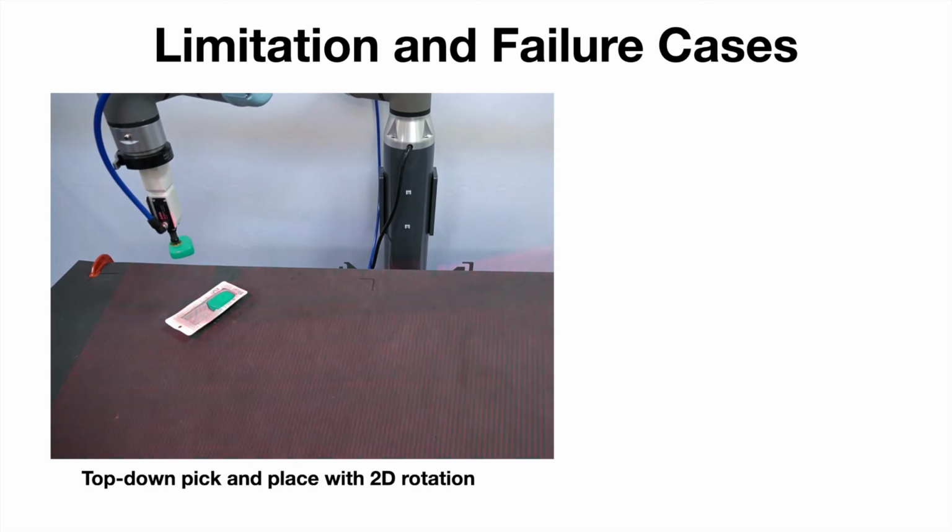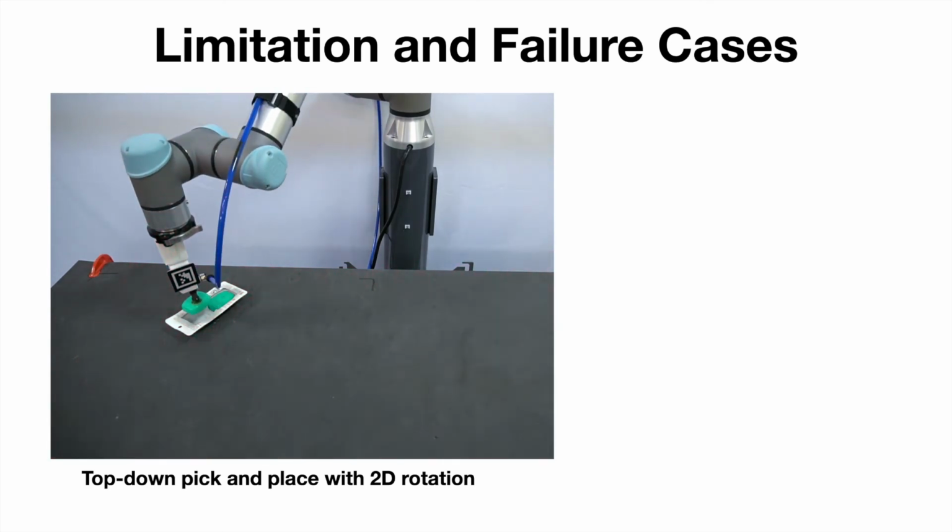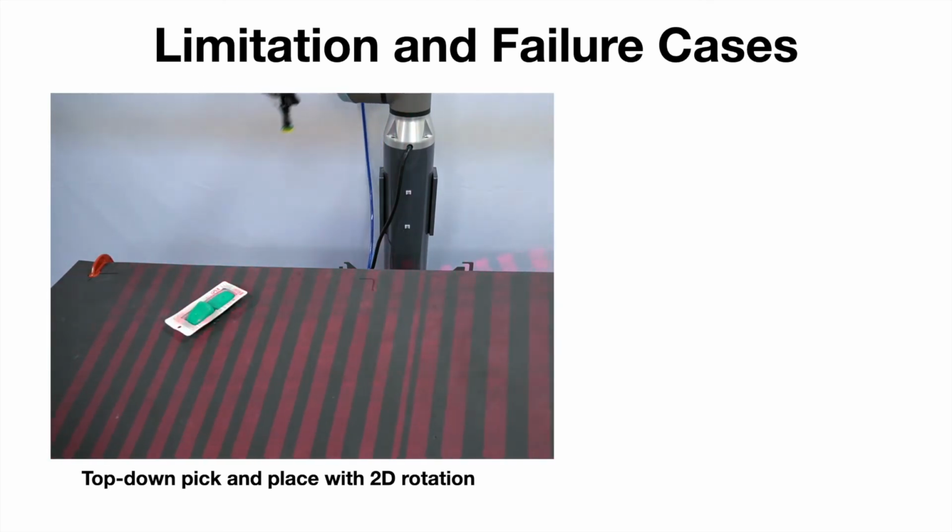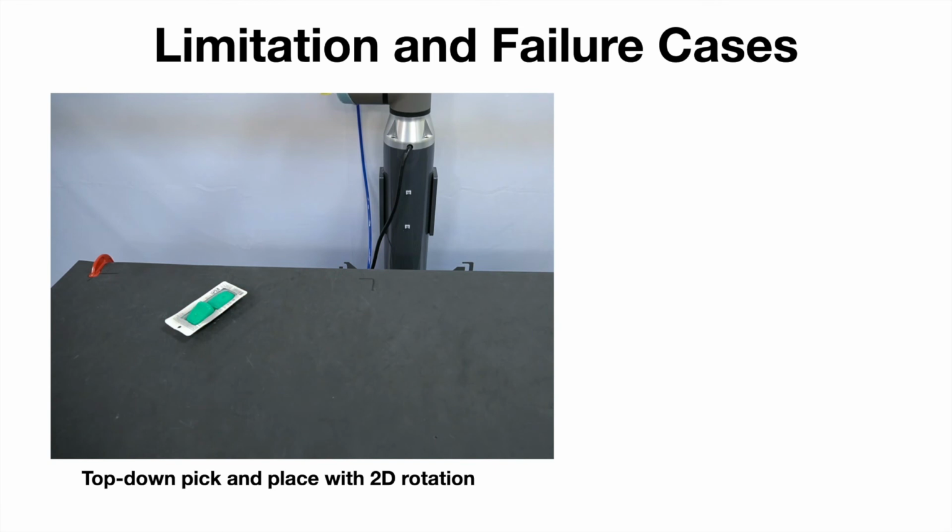Here I'm going to show you some of the typical failure cases of the system. First, we limited our action space to be top-down only, which means that the system will not work for all assembly tasks. And if we're able to combine this system with the six-DOF closed-loop grasping approach we described earlier, then we have the potential to extend this work to support more complex 3D assembly tasks.